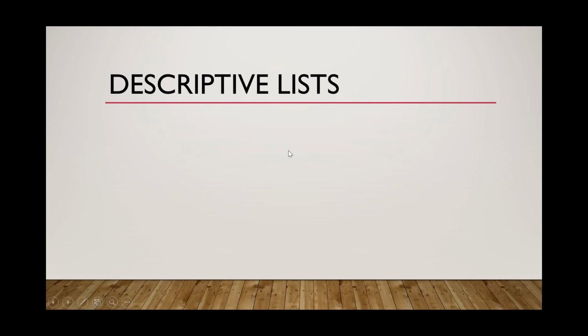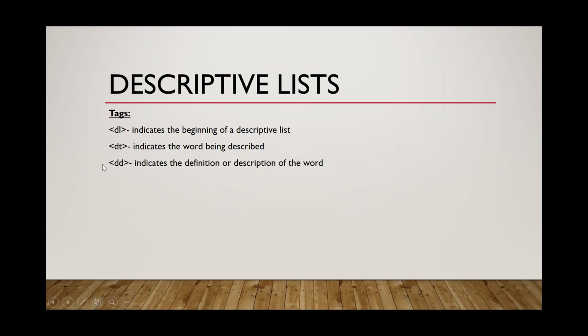Now, a descriptive list is just going to be, again, like a dictionary. There are a couple different tags, actually. Similar, though, to the OL and UL, DL stands for descriptive list and is placed at the beginning. Now, a descriptive list is going to be made up of descriptive terms indicated by DT, and these are the words that are going to be described. Following the descriptive term, we are going to put our DD, which is our descriptive definition, and that indicates that we are describing that word or that term that we specified.